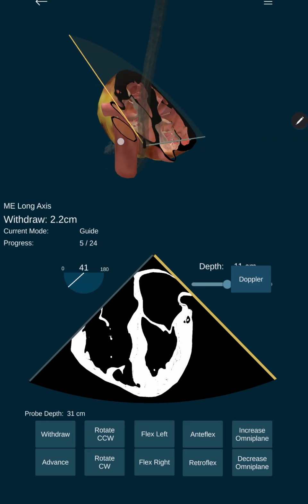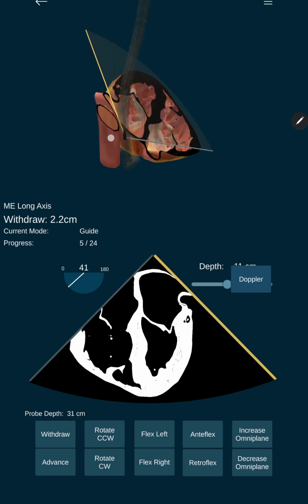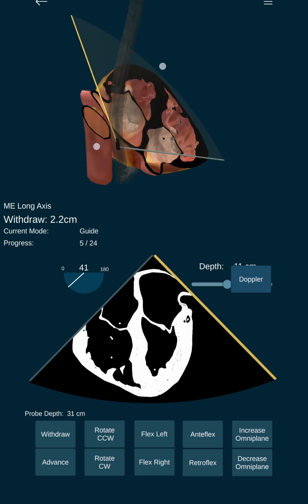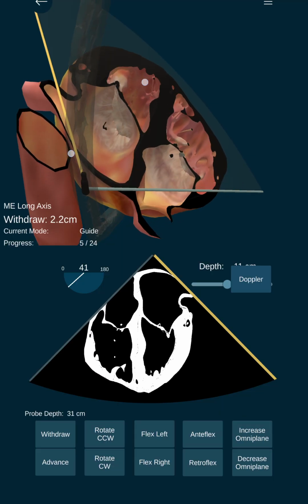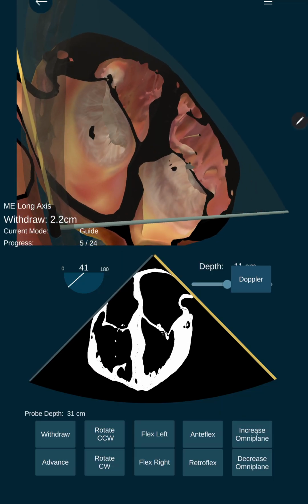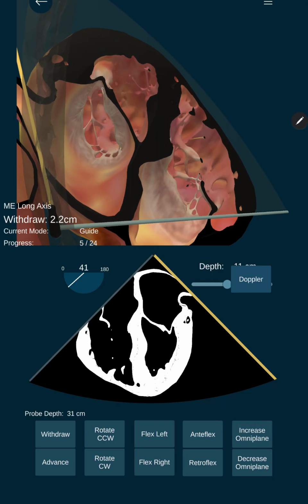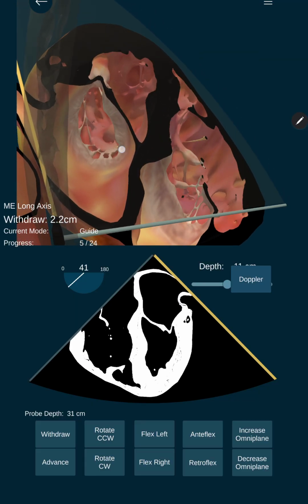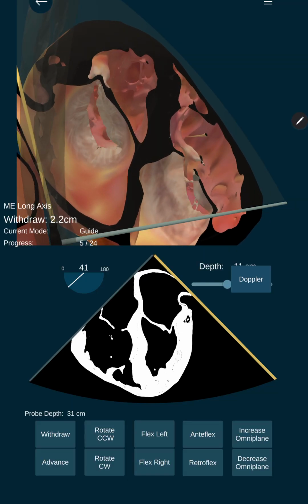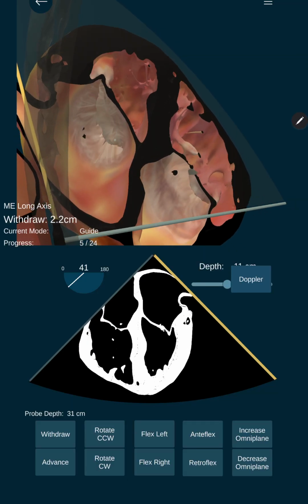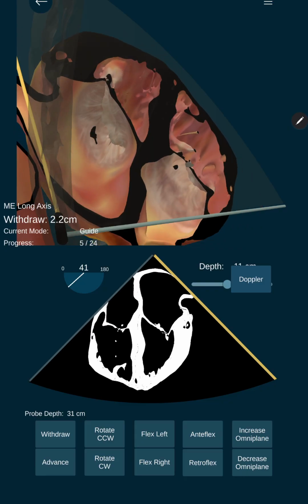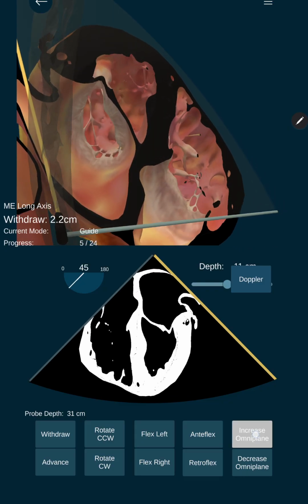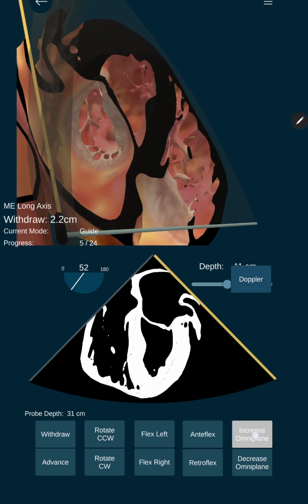Now, little increasing the zoom at that level, we can appreciate the bicommissural view. So this is the anterolateral commissure, this is the posteromedial commissure. To focus on these two commissures, we have to still further increase the angle, that is at 60 degrees.